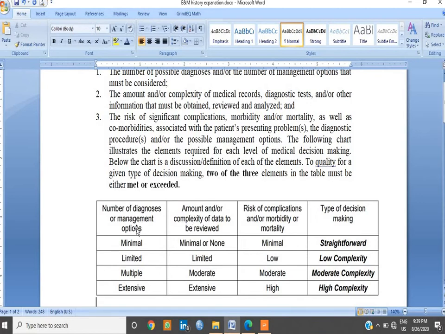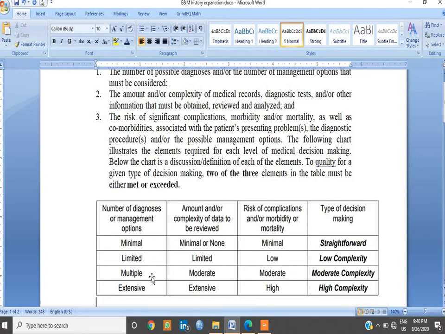So we have number of diagnosis and management options, amount and or complexity of the data to be reviewed, risk of complication, type of decision making. So here are the four categories actually. For the first, minimal. If the number of diagnoses is minimal, then we will select minimal. Amount or complexity of data to be reviewed, minimal. Okay, and risk of complication is minimal, then it would be straightforward. If there is limited number of diagnoses, limited amount or complexity, risk of complications are low, so it would be low complexity.